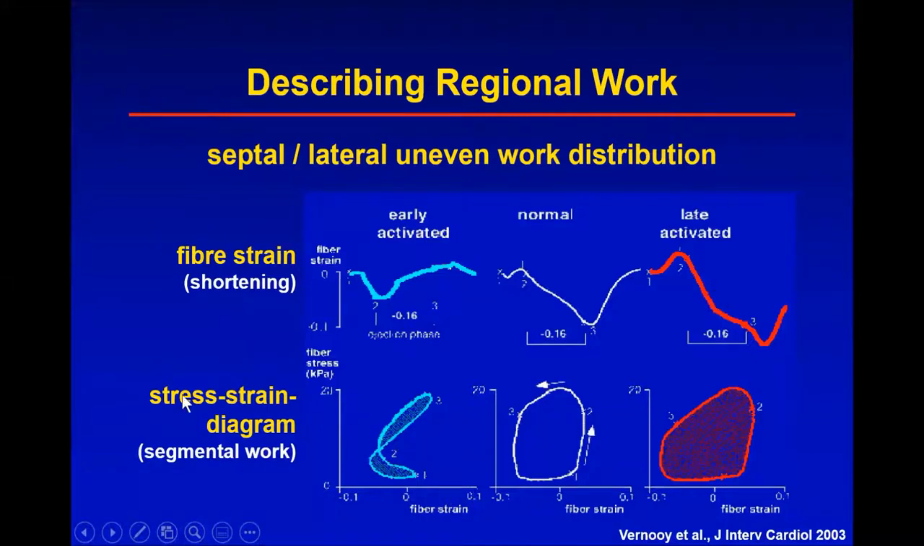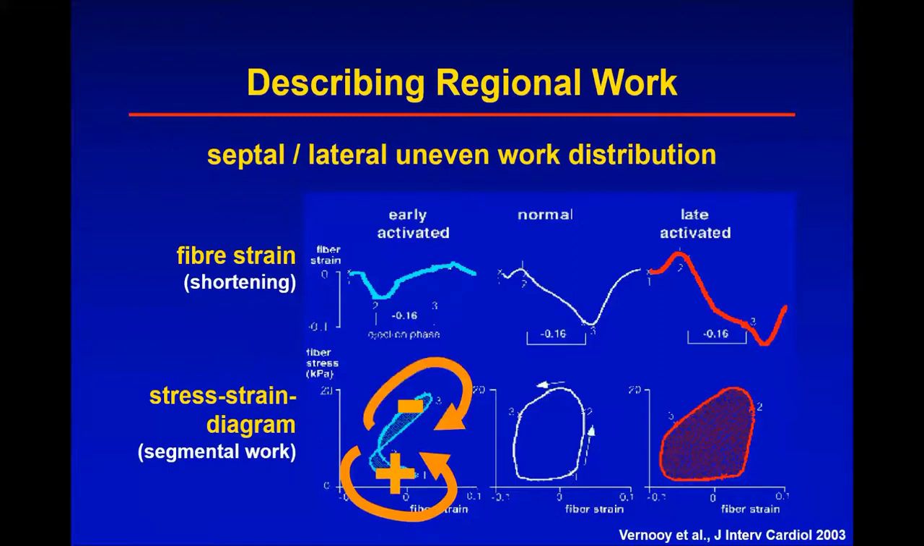And when we look now at the stress strain diagram, then we see that this loop has not a round shape anymore. It has a shape of 8 in the septum. And this counterclockwise rotation in the basal part is something we could interpret as positive work, but in the upper part it has a clockwise rotation, and this has to be interpreted as negative work. So in this time the septum stretches and the septum wastes work which is performed elsewhere in the ventricle.